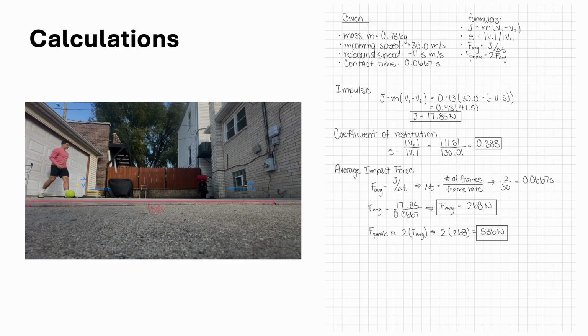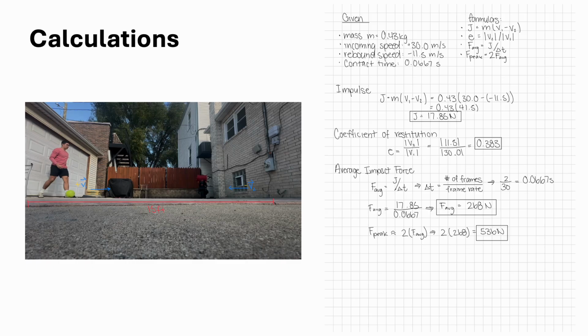So we know to solve for impulse, the equation is J is equal to m, which is the mass, times the velocity going towards the wall minus the velocity coming back towards me. And once we plug everything back in, we know that the mass is 0.43, and then we add the velocities together, we get that the impulse is 17.85 newtons, meaning 17.85 newtons is reduced from the initial contact or initial impulse going towards the wall.